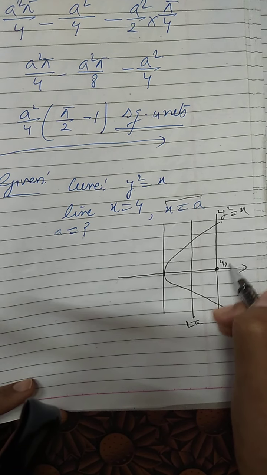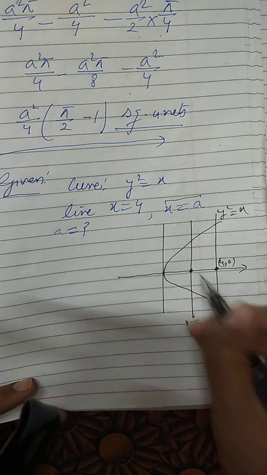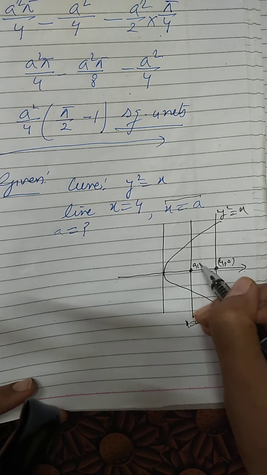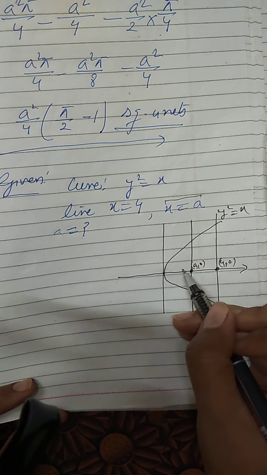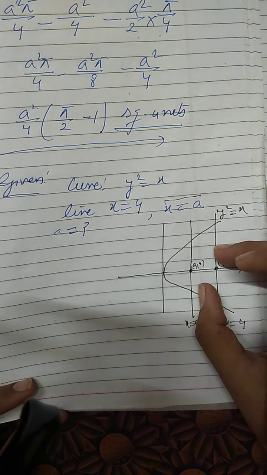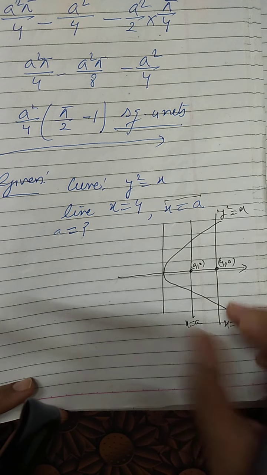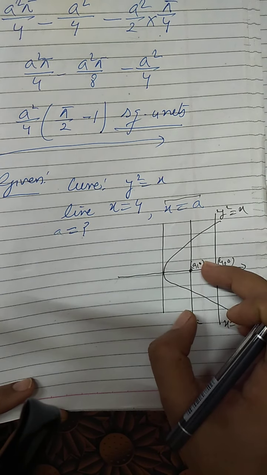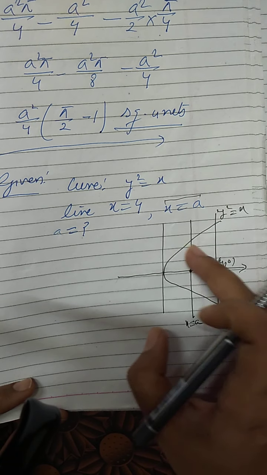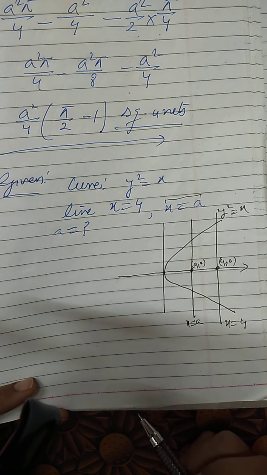So this point will be 4 comma 0 point. Since this is the line x equals to a, so this will be a comma 0 point, and these two regions are equal because x equals to a line is dividing the region into two equal parts. So these two regions are equal. We have to find the value of a.